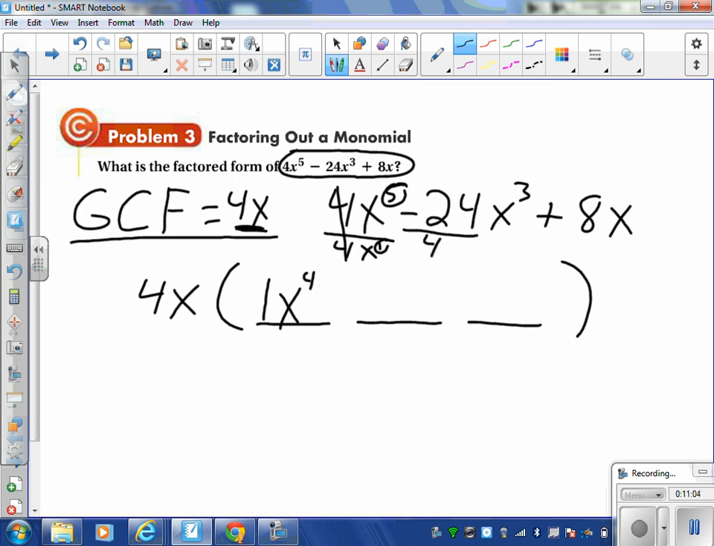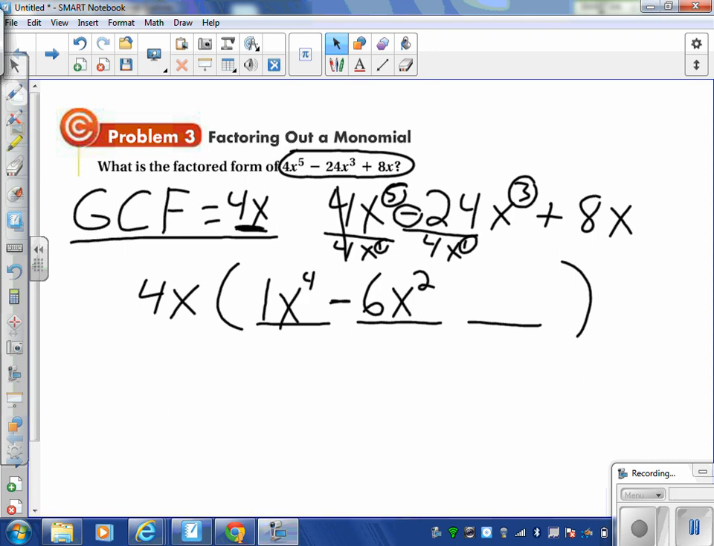Divide that by 4x, which is my invisible 1 there. I have a minus sign, so that minus sign can go right there. And then I have 24 divided by 4, which is 6. And then I have my exponents. 3 minus 1 is 2. So my answer becomes minus 6x squared.